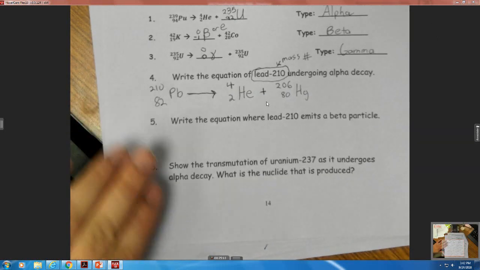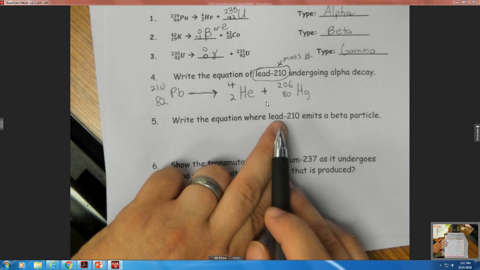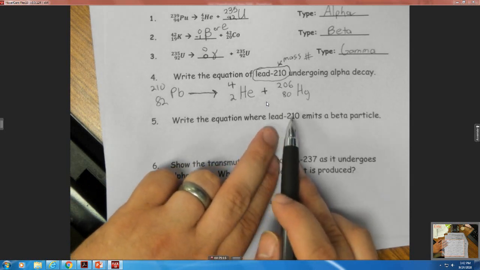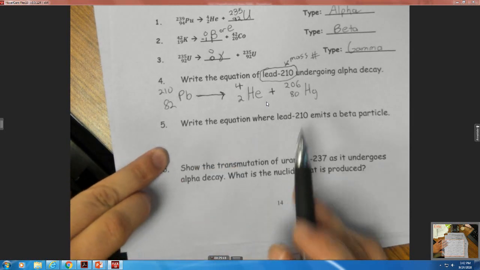All right, take a look at number 5. So we're going to do that same element. We're going to start with lead 210. So I can actually just write the same thing here.